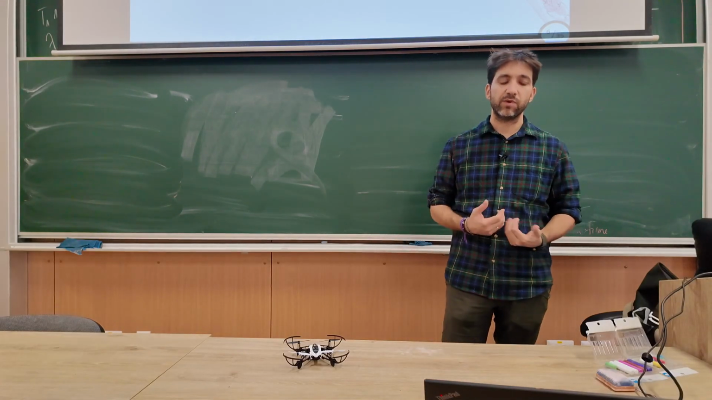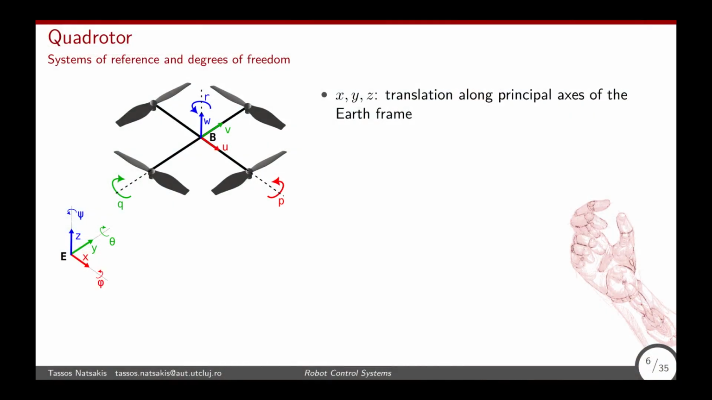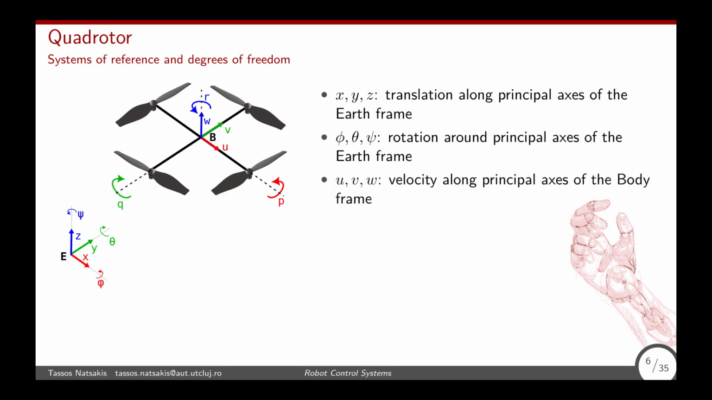So basically, X, Y, Z represent translation along the principal axes of the Earth frame, right? And phi, theta, psi are the rotations around the axes of the Earth frame. Now, U, V, and W represent velocity along the axes of the drone frame, the body frame. Okay, it's not positions. And P, Q, R are angular velocities around that frame.